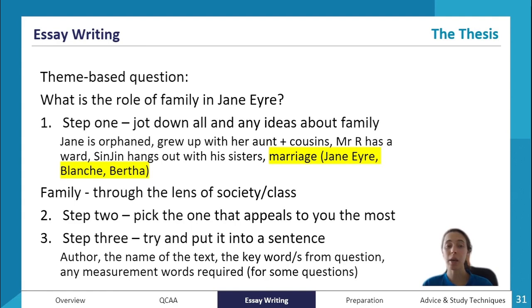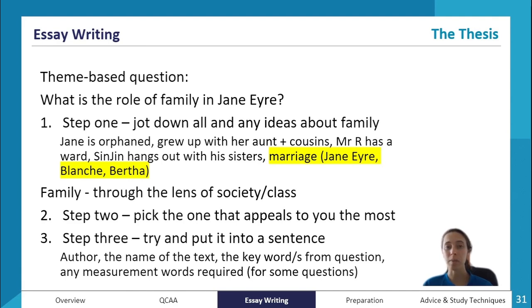Okay, so we've got a theme-based question here. What is the role of family in Jane Eyre? So step one, jot down all the ideas about family in the text. We've got the idea that Jane is orphaned. She grew up with her aunt and cousins. Mr. Rochester has a ward. And we've got this idea of marriage as well. So jotting down all the different ideas that you have.